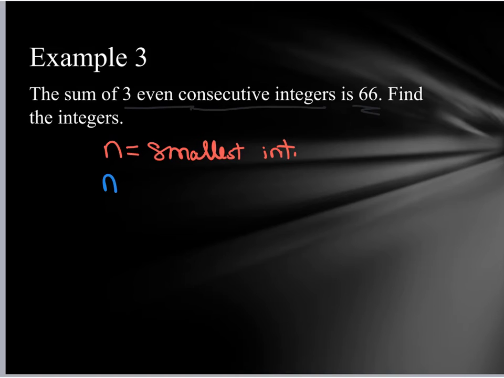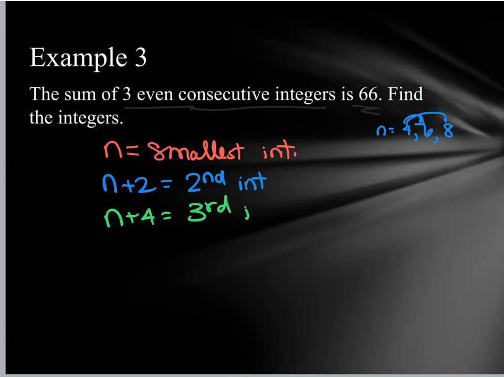Now because it wants even, I'm going to take my first integer and I'm going to have to add 2 to it. Because let's say n is equal to 4, to get up to 6, because that would be my next even integer, I have to add 2 to 4. Then to get up to my third integer, which would be 8, that would be my next even integer, I would have to go 4 plus 4. So n plus 2 is going to be my second integer, and n plus 4 is going to be my third integer.